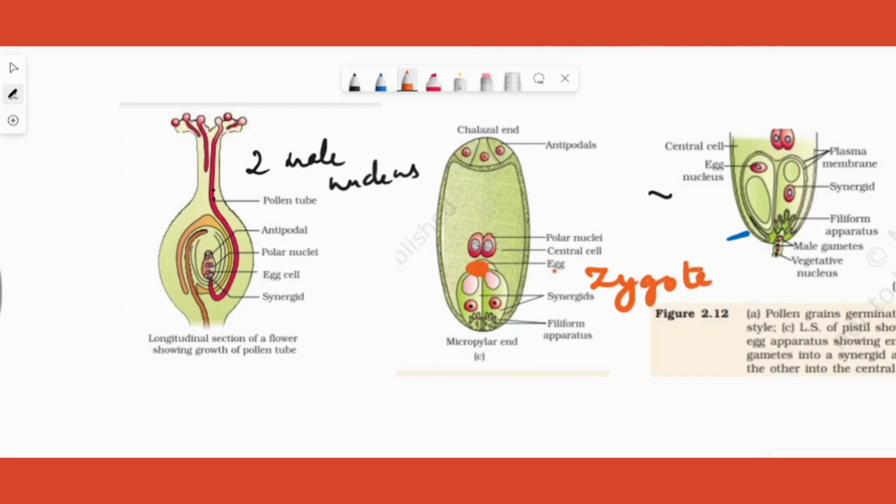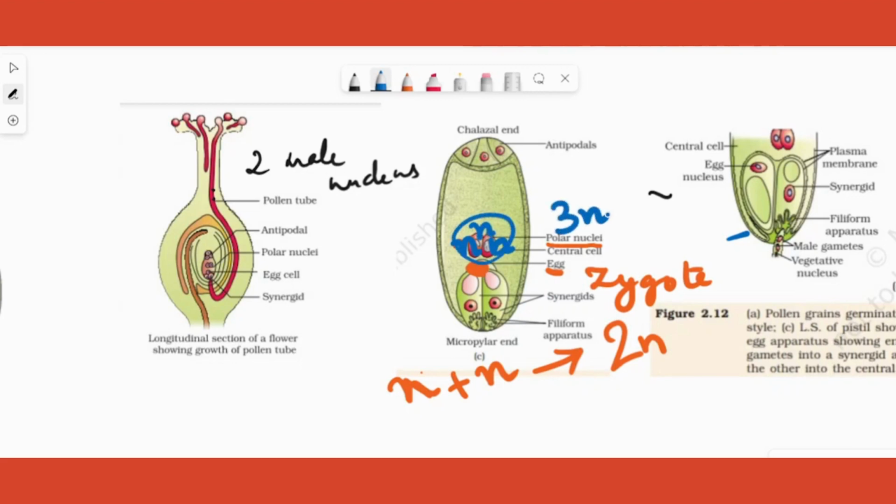Therefore, you have an egg with its chromosome number as N, and a male nucleus with another N, because both of them are haploid. Therefore, zygote becomes 2N. The same way, one more nucleus was there which went and fused with the polar nuclei. Already polar nuclei, two are there. So there's an N here, N here, and the male nucleus also fused here. So you have a 3N. The ploidy here is 3N.